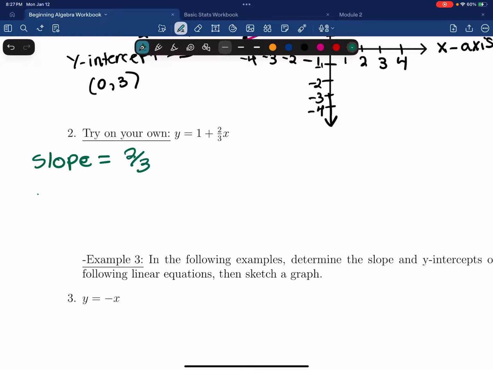And then we also have our y-intercept that we have to define. Our y-intercept is whatever's being added to our slope. So we're adding a +1 here, so our y-intercept is going to be at 1, specifically at the point (0, 1).